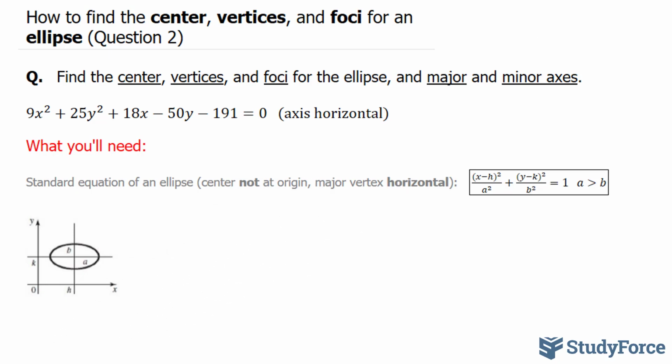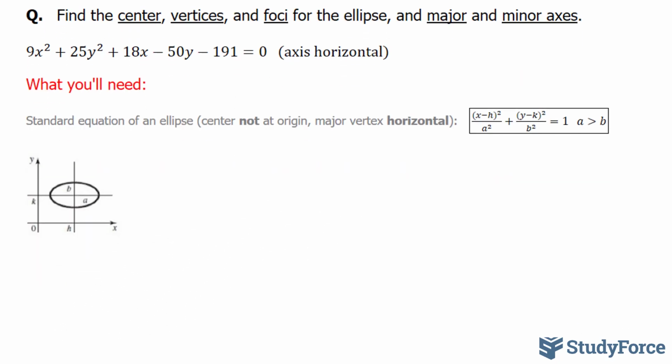Here's what I mean. Let's start off by grouping the similar terms. The similar terms that we have are these two, this term with this term, and this term can be brought to the other side. Let's go ahead and do that. 9x squared plus 18x plus 25y squared minus 50y is equal to positive 191.